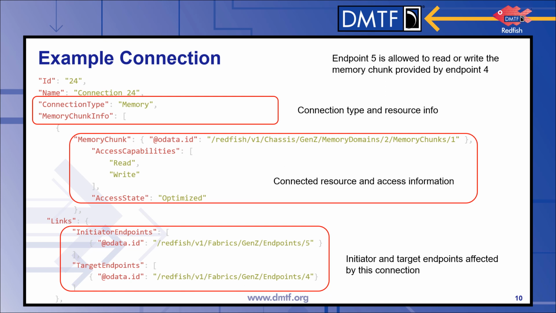This is an example of a connection in Redfish. This connection type is memory and has memory chunk information. The initiator resources have read-write capabilities to the memory chunk at the target endpoint. There is only one initiator endpoint and one target endpoint that contains the memory being accessed.